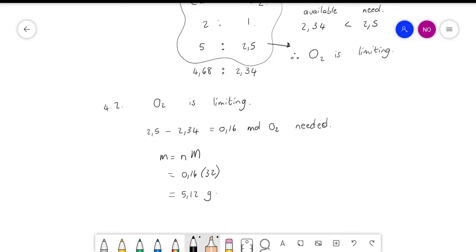Okay. In other words, if I add another 5,12 grams of oxygen to this reaction, then that 5,12 grams of oxygen will react with the remaining calcium and we will have 0 of it all. Yes? Perfect.